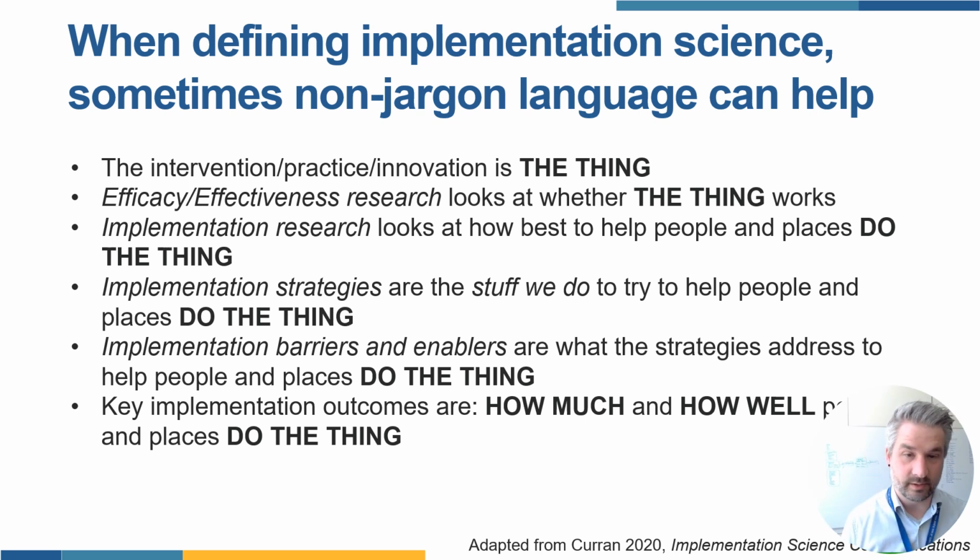Implementation research, on the other hand, looks at how best to help people and places do that thing. And we use implementation strategies as the stuff that we do to try to help people and places do that thing. Implementation barriers and enablers are what the strategies address to help people and places do that thing. And key implementation outcomes that we're interested in are how much and how well people and places do that thing.